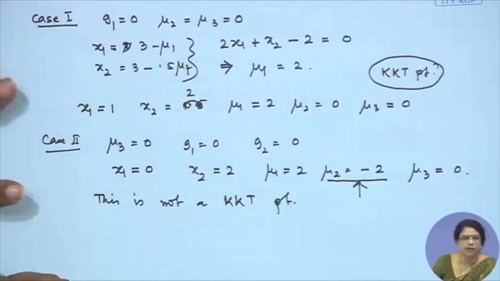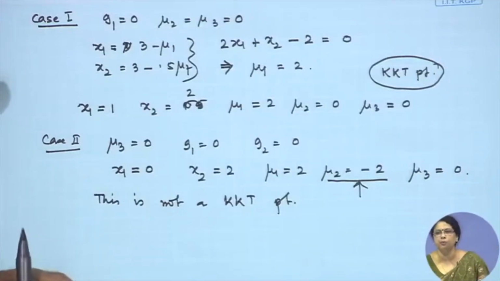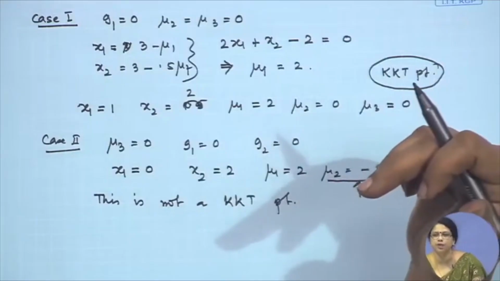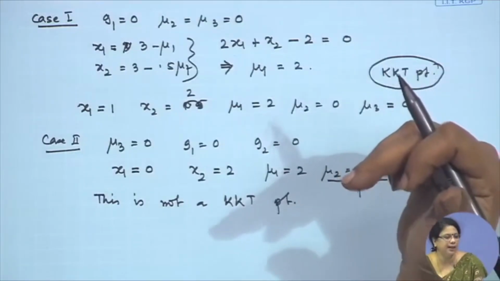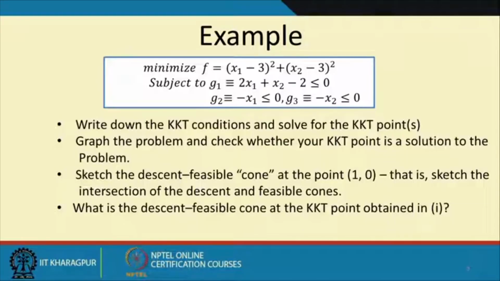Okay. In this way, for all other combinations of mu1, mu2 and mu3, you have to find out the set of values and the objective function. The first question was to write down the KKT conditions and solve for the KKT points. We already got one KKT point, and like that you can get the other cases as well, graph the problem, check whether your KKT point is a solution to the problem or not, and sketch the descent feasible cone.